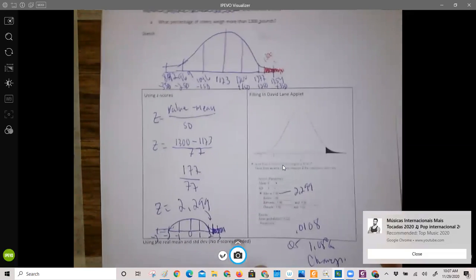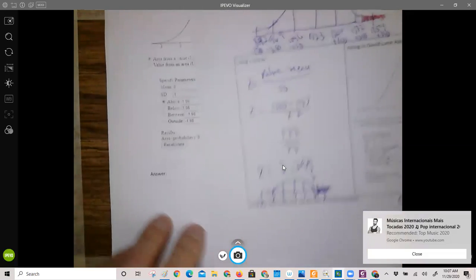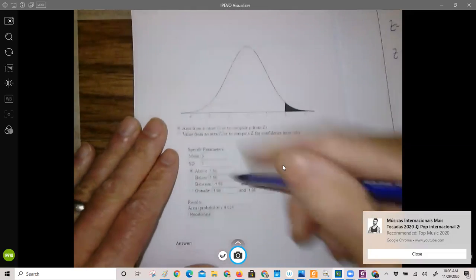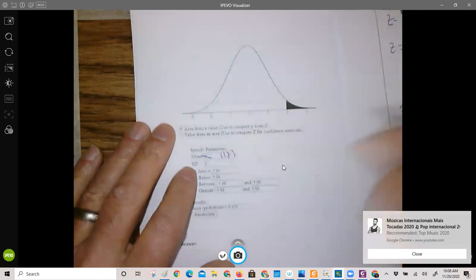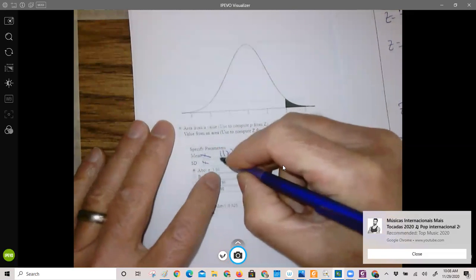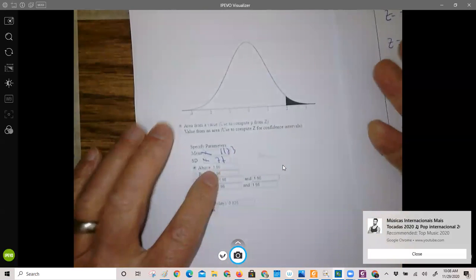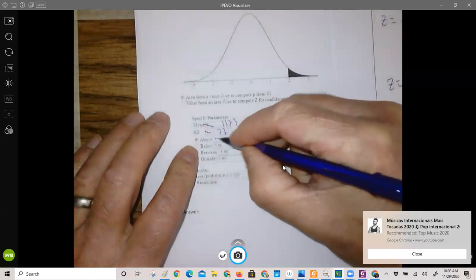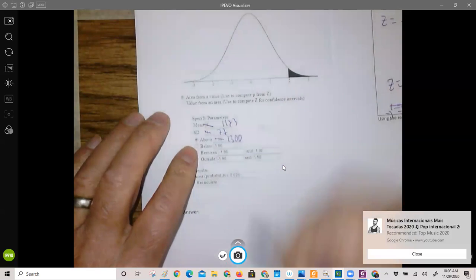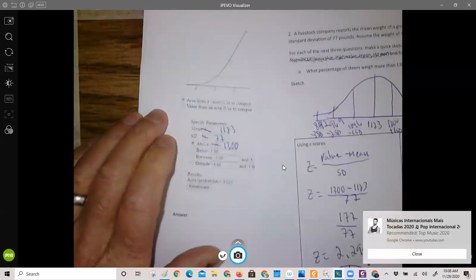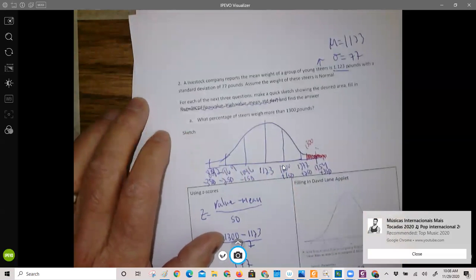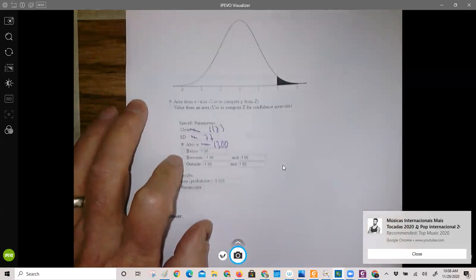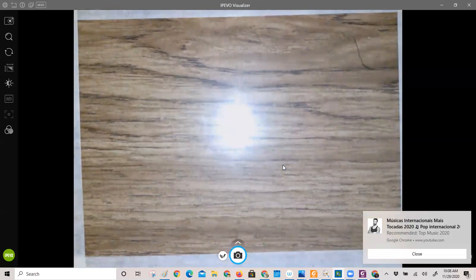Okay, now if we do it without z-scores, and that's where you're going to do this, you're going to do some changing. You're going to change this to 1123 because that's the actual mean. You're going to change the standard deviation to 77 because that's what it actually is. And then we want to go above 1,300 pounds because that's what they asked us. See how they asked us what percentage of steers weigh more than 1,300 pounds? So that's how we fill it out. Now let's go fill this out and we'll see what the applet tells us.